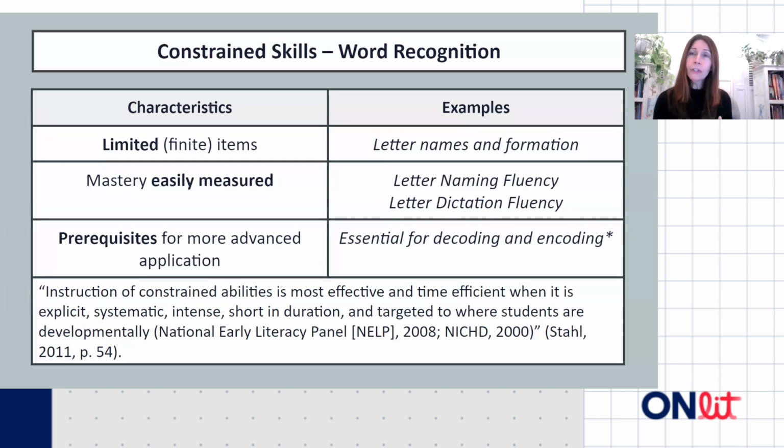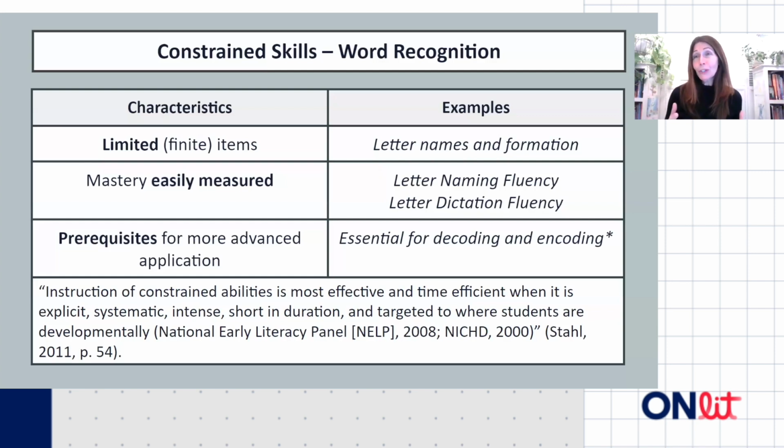But what makes something constrained is that generally there is a finite number of things to learn. If we think about our alphabet system, 26 letters, that's it. That's all we need to learn to be able to start to crack the code and develop the alphabetic principle. Whereas there are an unlimited number of vocabulary words. So that's why vocabulary is not considered constrained. So constrained could be the number of items. It could also be how easily they can be assessed or developed.